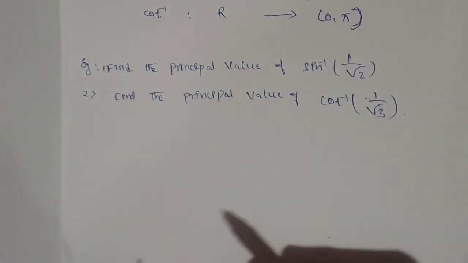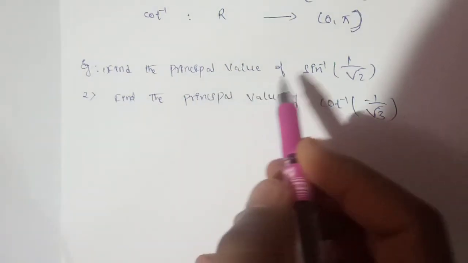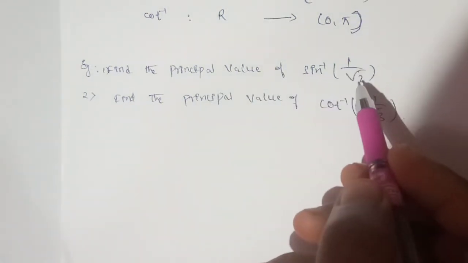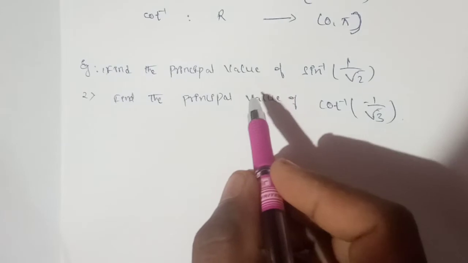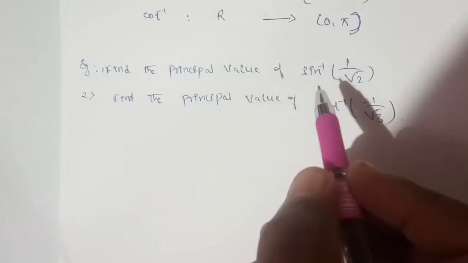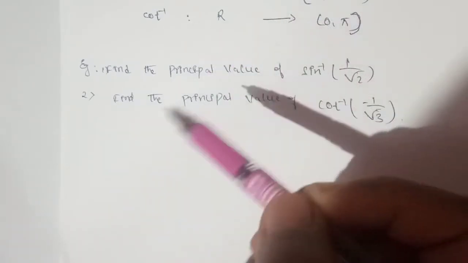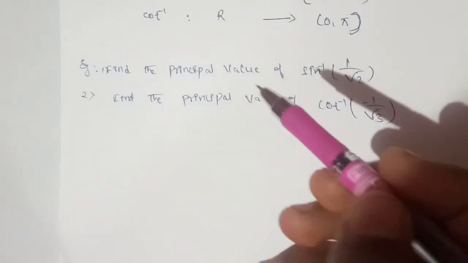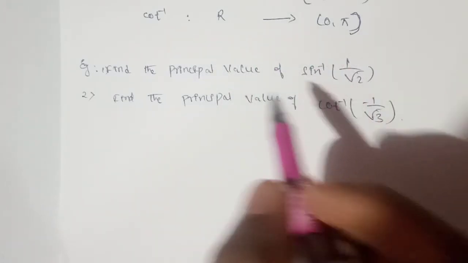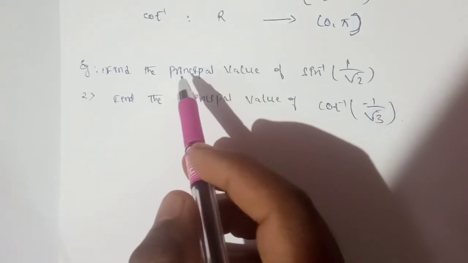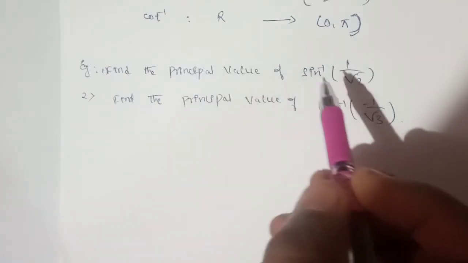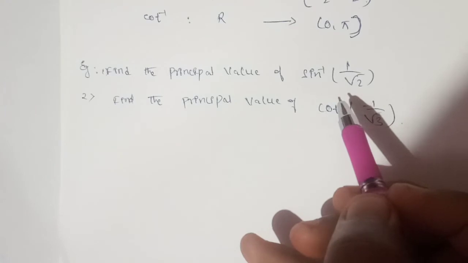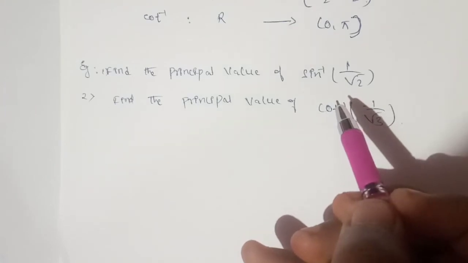Next, let's look at the examples. Find the principal value of sin inverse 1/2. Here, in the above table I mentioned the range or principal value branch, or both are the same. That is, we are asking to find the principal value of sin inverse 1/2. Let's see what sin inverse 1/2 is.